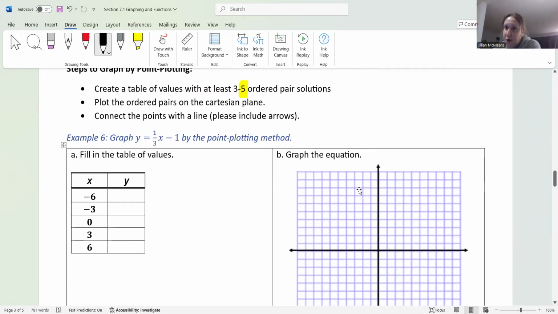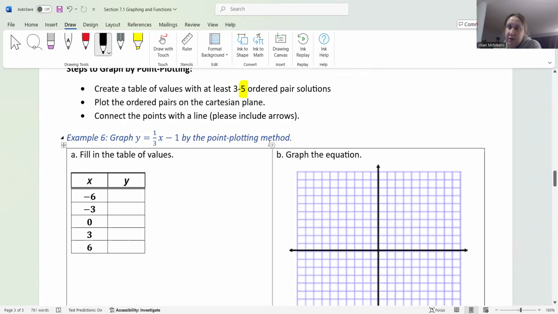We're going to do the grunt work, and then we'll verify our answer with Desmos, and then we can use Desmos to expedite the process for the next 2 examples. Okay, so example 6 says graph y equals 1/3 x minus 1 by the point plotting method.